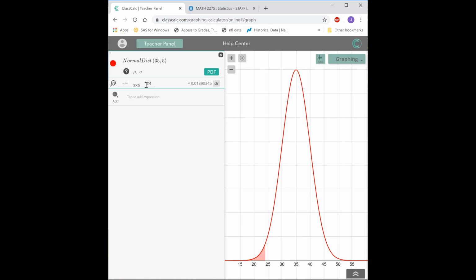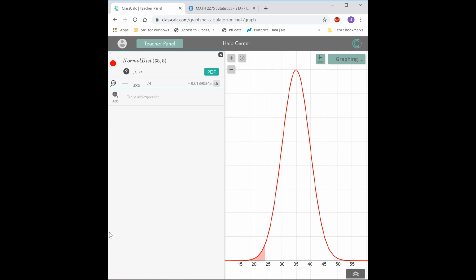Any questions on how I did it with ClassCalc? The good thing about ClassCalc is that it always gives you a drawing right here. If you press here, you can zoom in on it. If you look at this drawing and the drawing that we drew, they should look pretty similar. Say you draw it and shade the right-hand side, and then ClassCalc shades the left side. Well, you know somebody is wrong, because this is shading the left side and you're shading the right side. So there's something wrong.